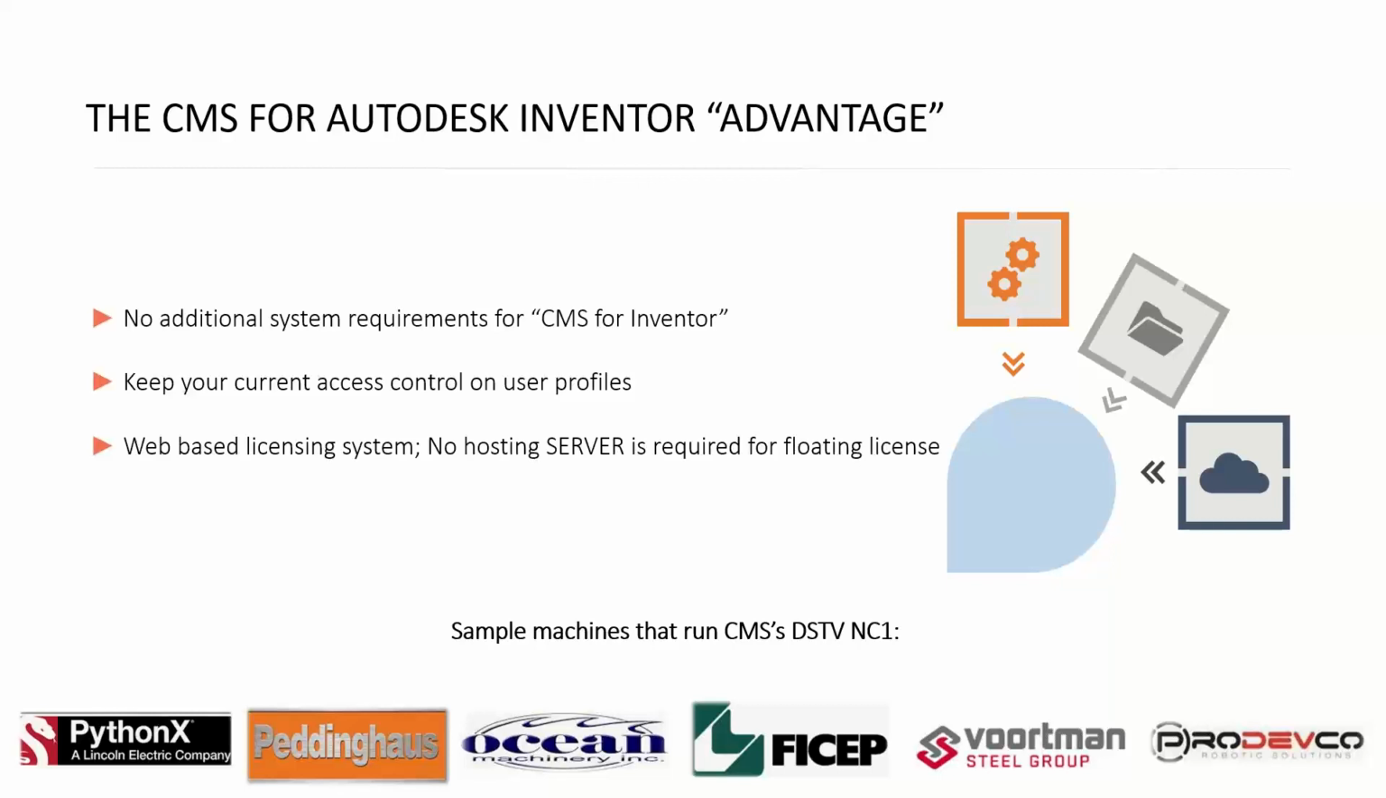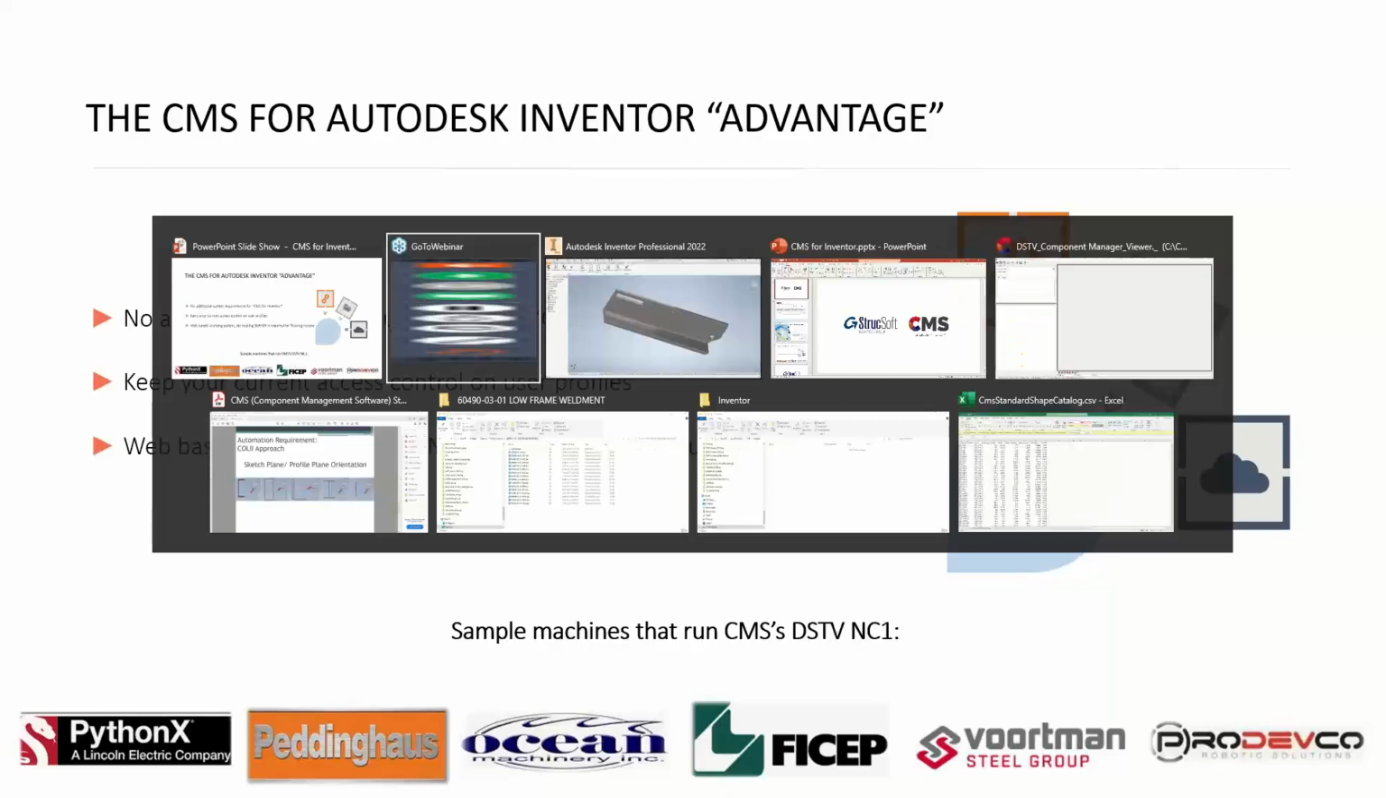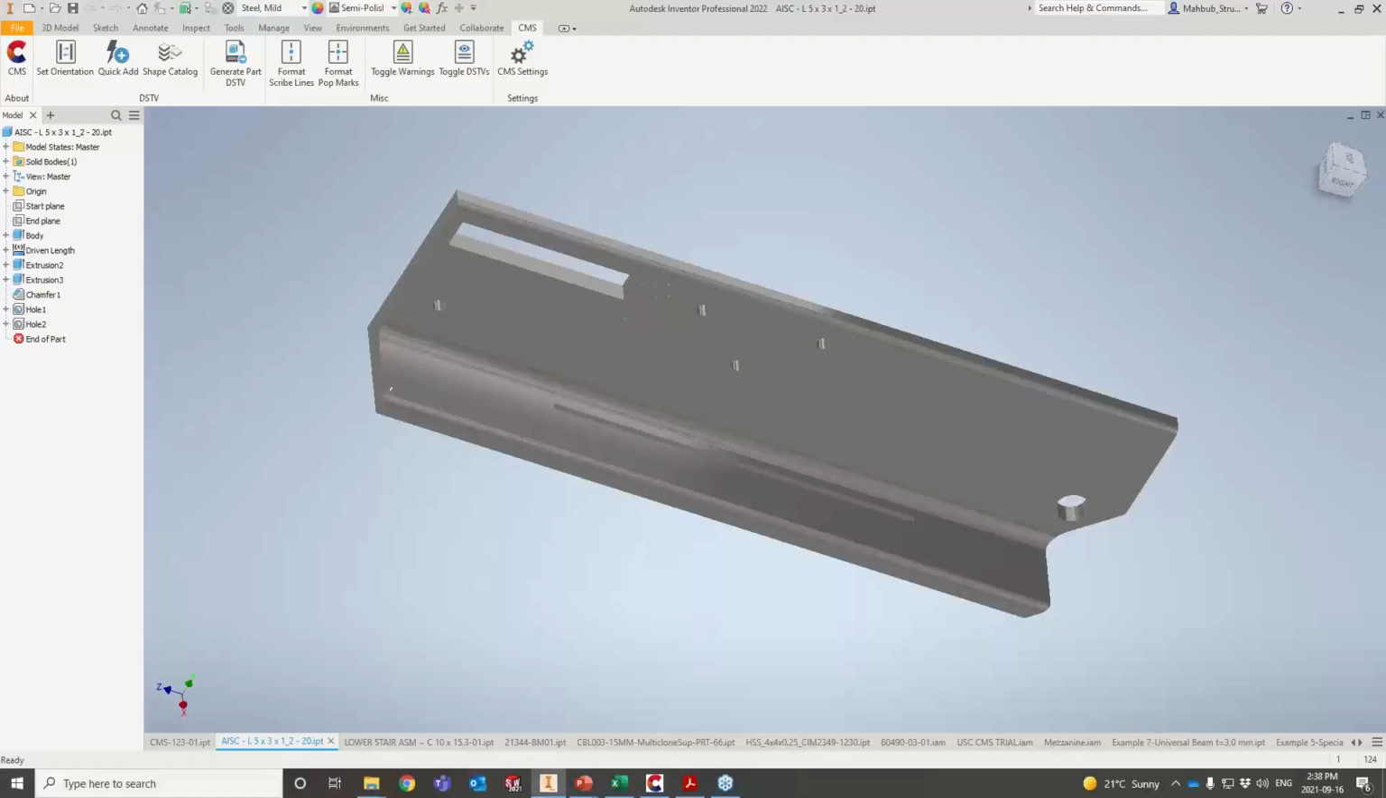Okay, so without further ado, let's jump into our Inventor platform and work on a few samples here. First, I just pulled up an unequal angle, and I'm going to run it quickly to produce that NC1 file, just to give you some idea of how DSTV files look, for the fellows who are new to this.